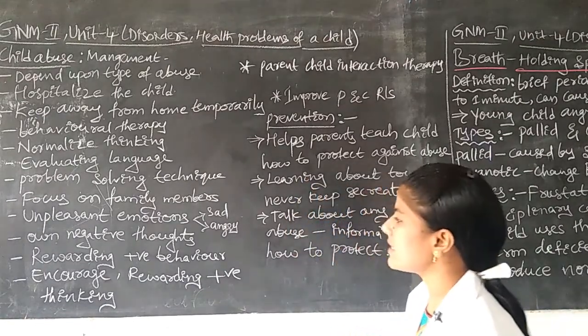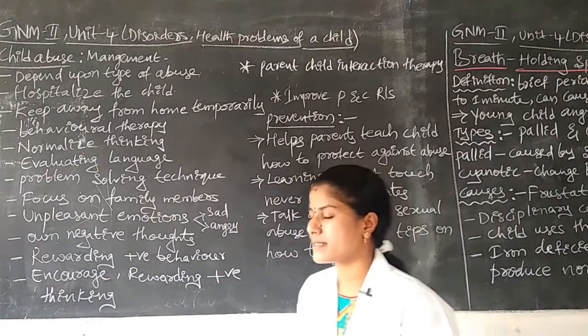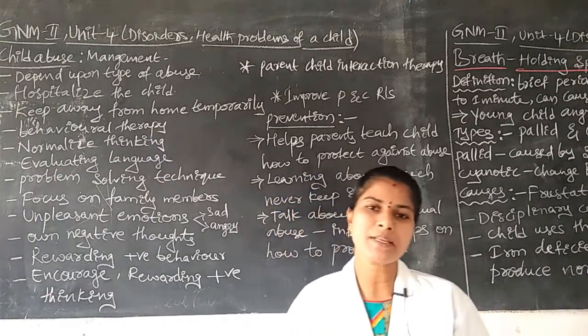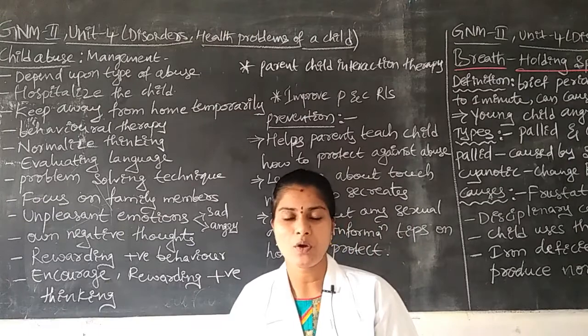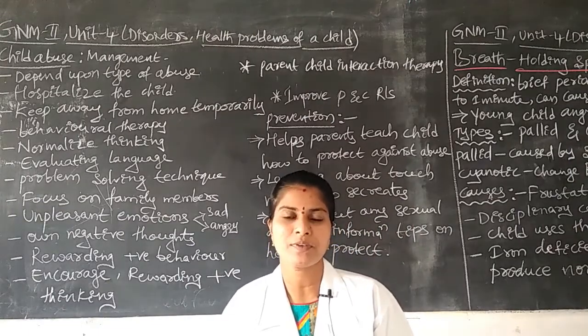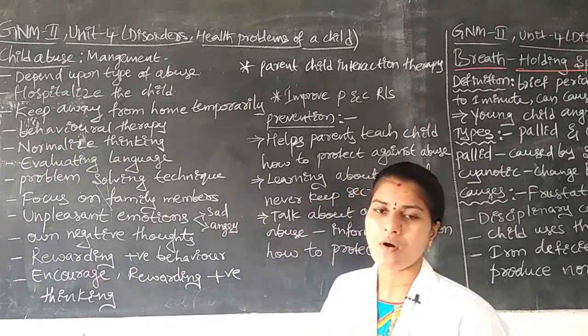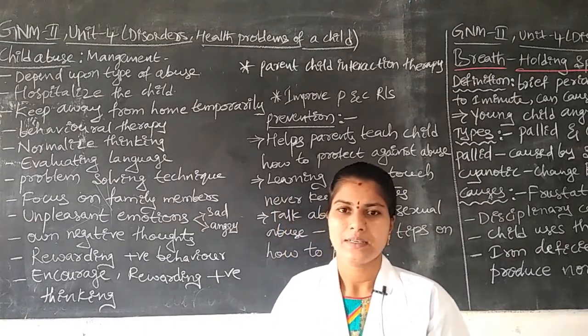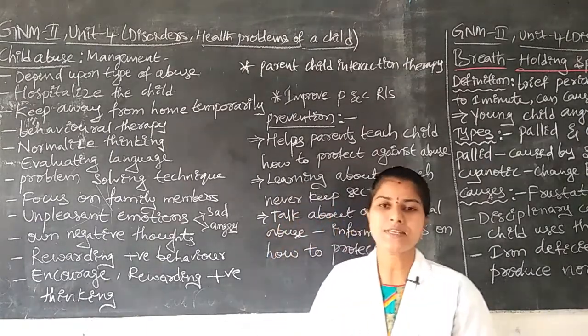Next one is rewarding positive behavior. Sometimes the child improves positive behavior, and then we have to provide some type of reward, such as gifts or ornaments, whichever is the desire of the children.